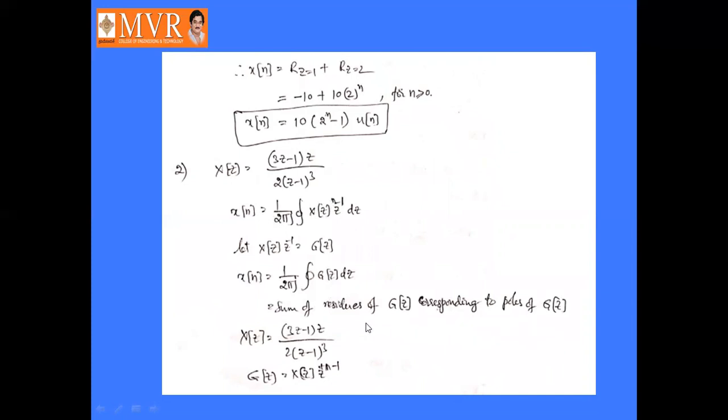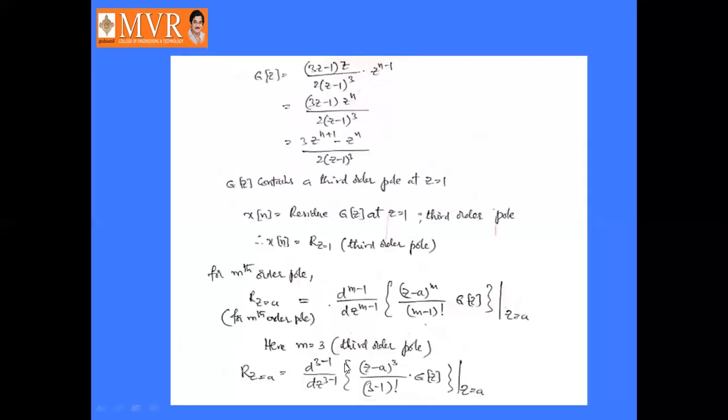So x of z is given as (3z minus 1) into z by 2 into (z minus 1) whole cube, and g of z equals x of z into z power n minus 1. So g of z equals (3z minus 1) into z by 2 into (z minus 1) whole cube into z power n minus 1. It becomes (3z minus 1) into z power n by 2 into (z minus 1) whole cube. By multiplying, it becomes (3 z power n plus 1 minus z power n) by 2 into (z minus 1) whole cube. So g of z contains a third order pole at z equal to 1, since there is (z minus 1) whole cube.